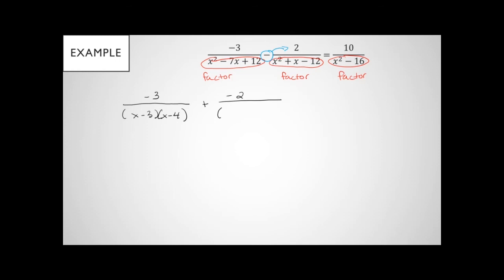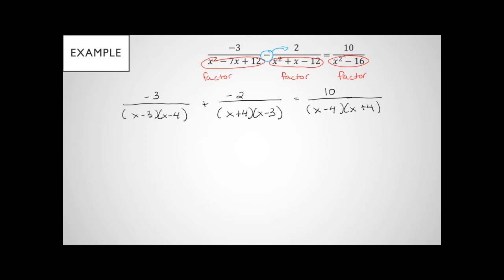We have x squared plus x. That's going to be x plus 4 times x minus 3. And then x squared minus 16 is a difference of squares, so that's x minus 4, x plus 4. So you factor all the denominators, and this helps you decide what you need to do.